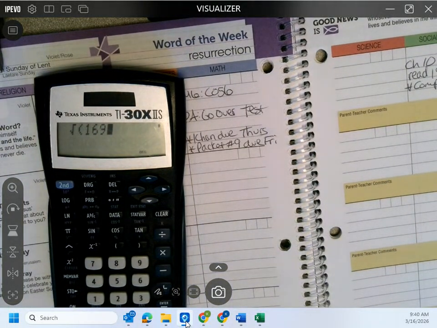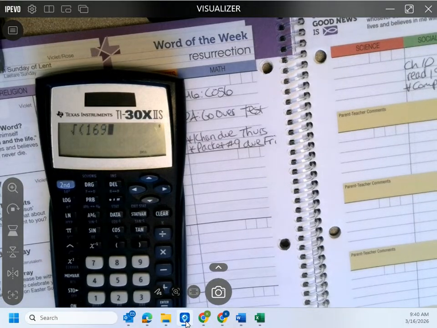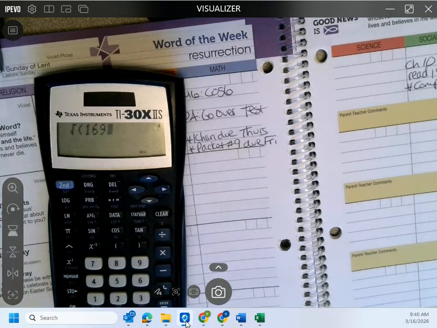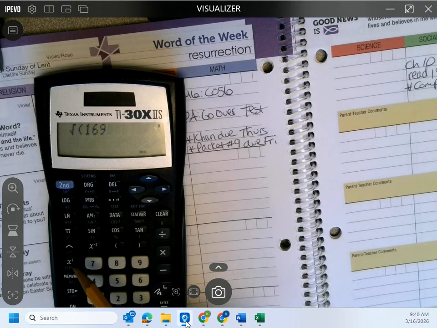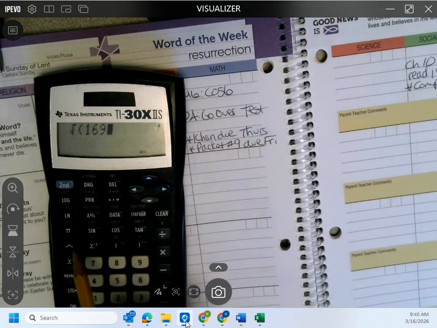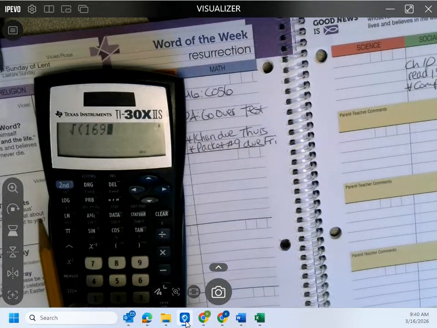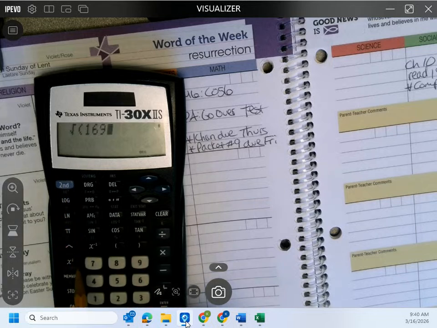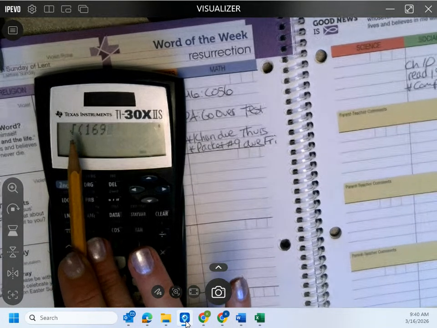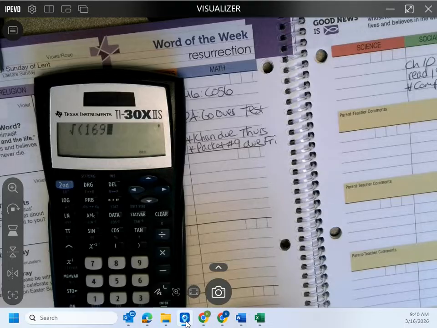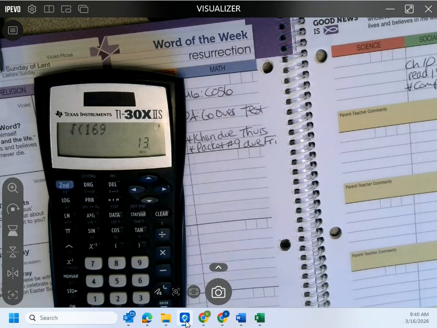That helps get rid of some of that glare. Okay, so we can see right on top of x squared, we have that square root symbol. You can't see it well up on the camera here, but you do the second button and then that x squared, so you get that square root symbol showing up. Then you put the number you want the square root of, 169, and then that equals 13.